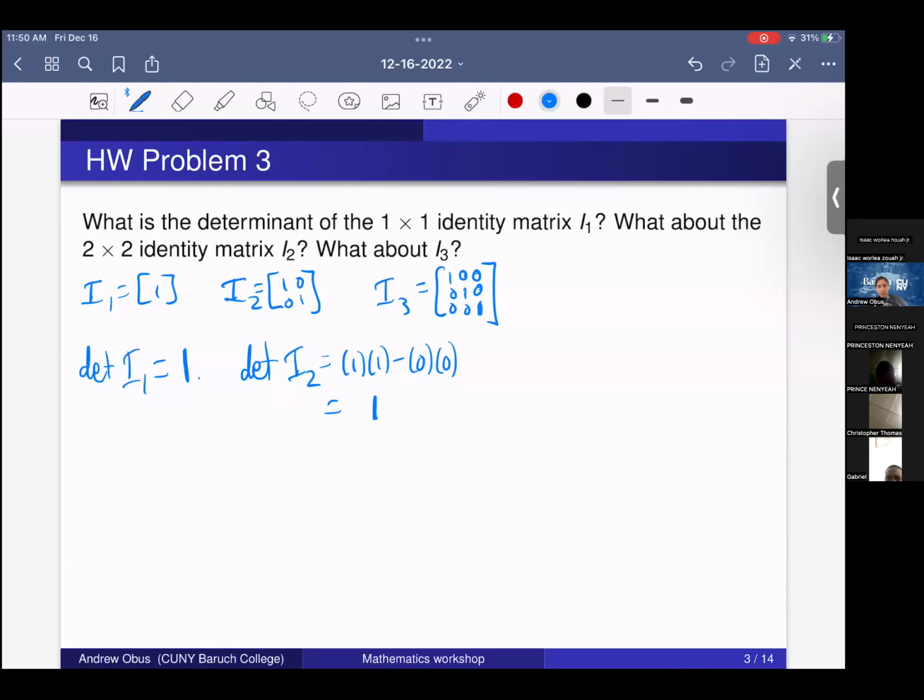Sorry, it's too much background. I need to mute. So 1 minus 0 is just going to be 1.